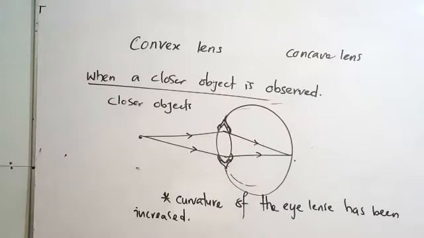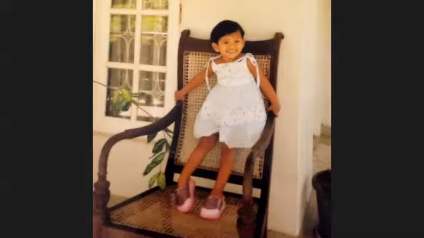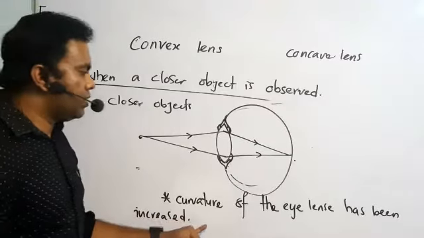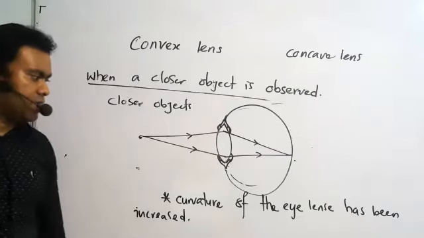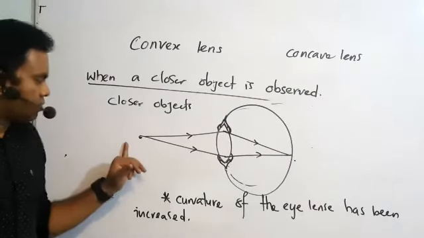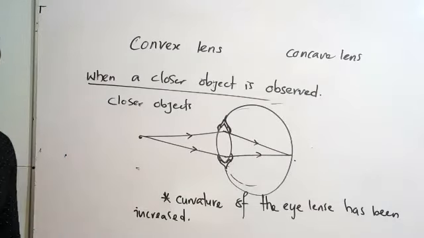Okay, now take down this. Curvature of the lens has been increased when closer objects are observed.